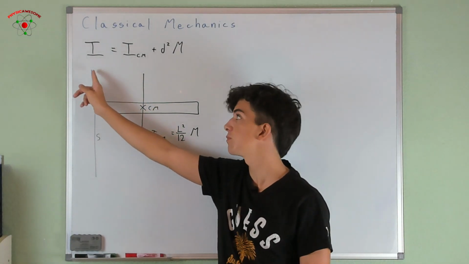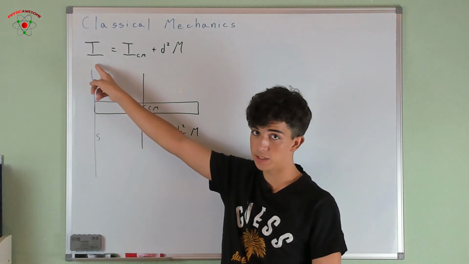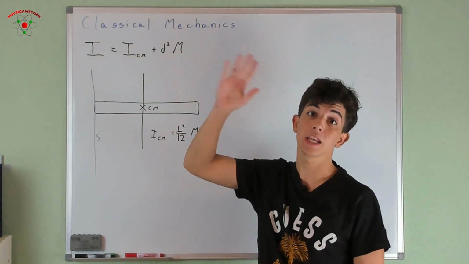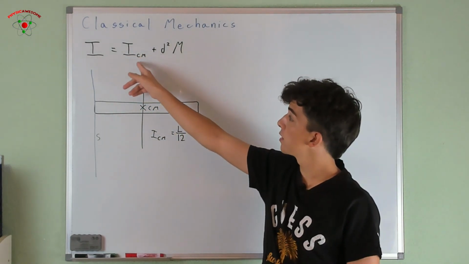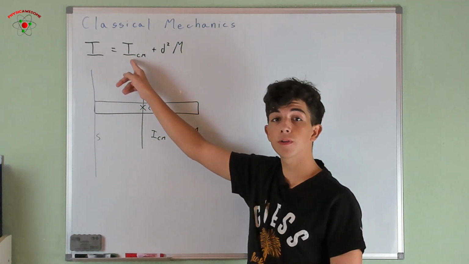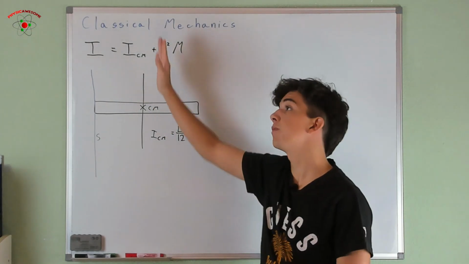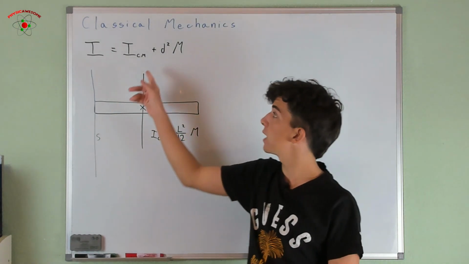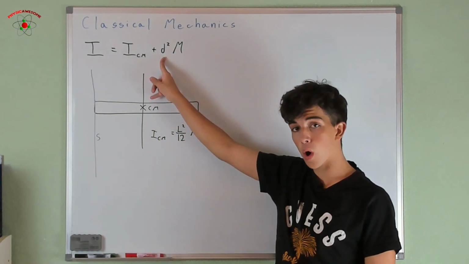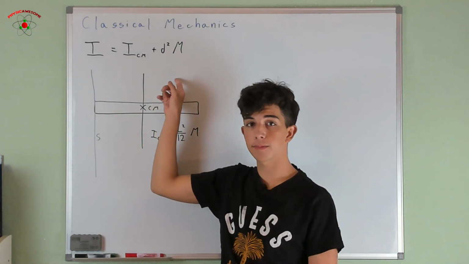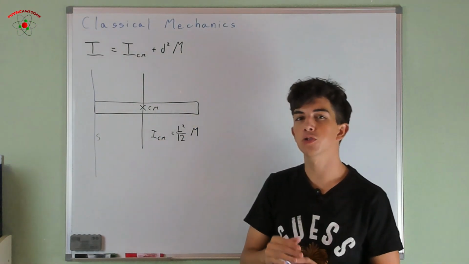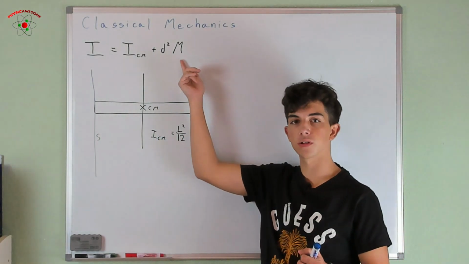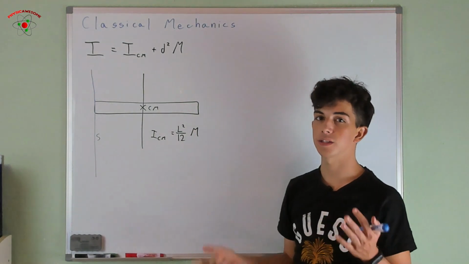This theorem states that the moment of inertia around any axis equals that of the moment of inertia through the center of mass of a parallel axis, so these two axes need to be parallel, plus the distance squared between the axes times the mass of the object. That's why it's also customary to express it in terms of the mass, because that way it's easier.